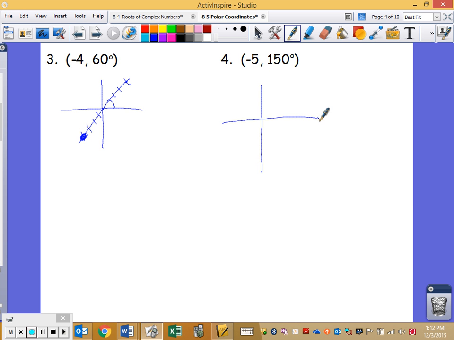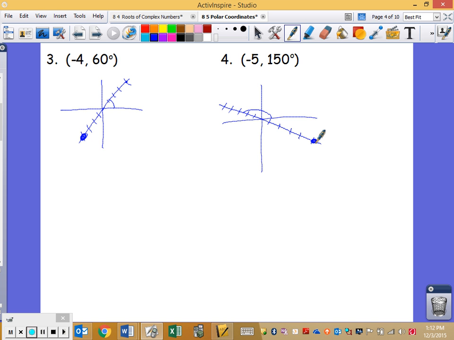So here's another example. If I give you -5 but 150, so 150 is this direction. If it's +5, I just count out 5 that way. But I got to go reverse order. 1, 2, 3, 4, 5. There's my coordinate. All right? So it's as simple as that.